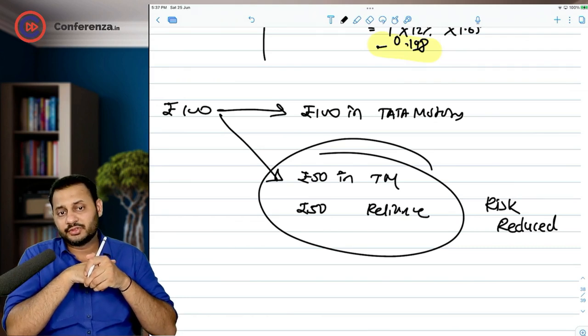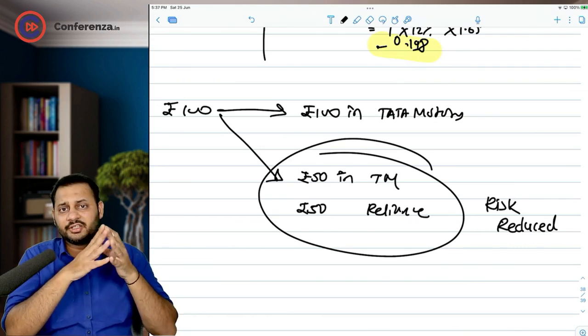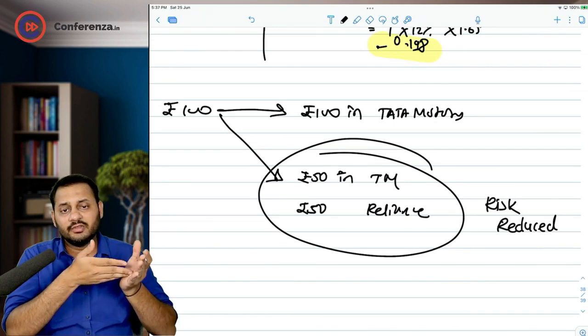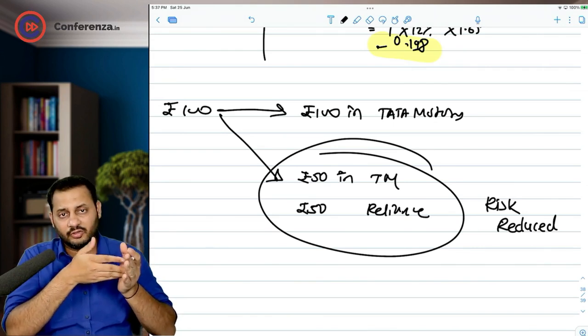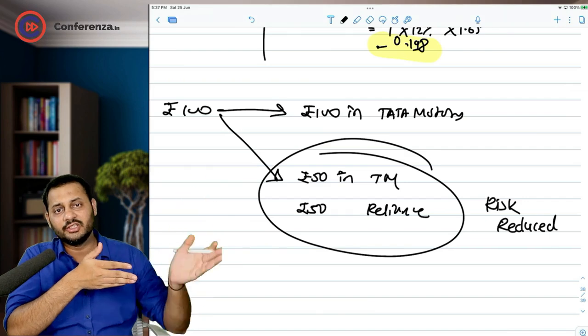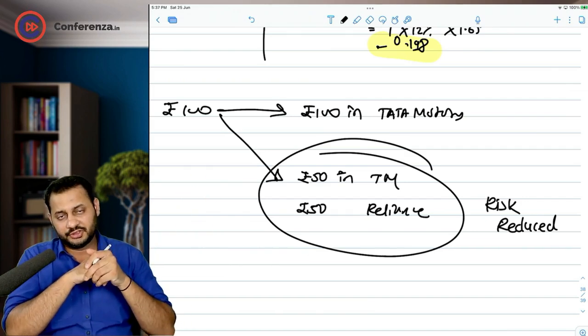Risk can be reduced. If there is no risk reduction, the risk of the portfolio will be the total risk of these two shares.